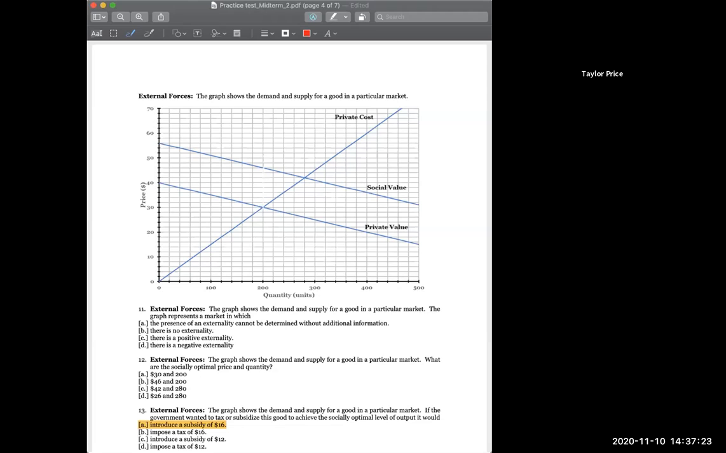Exactly. So private cost with social cost is the negative externality, and private value with social value is the positive externality.